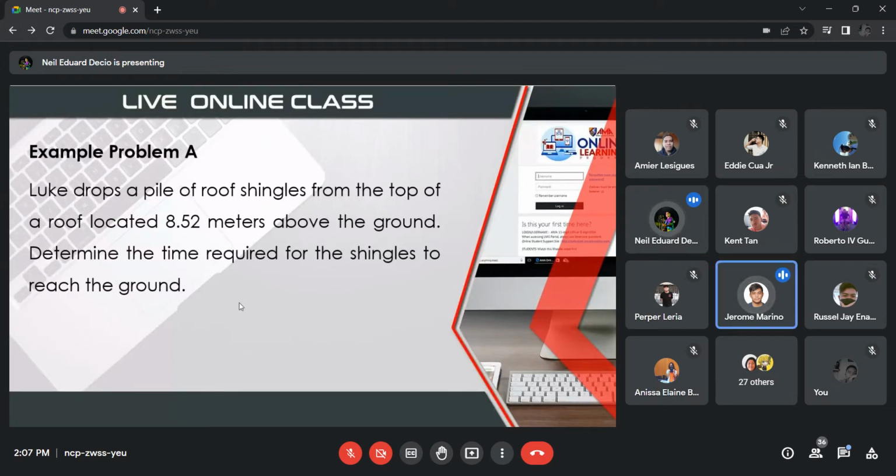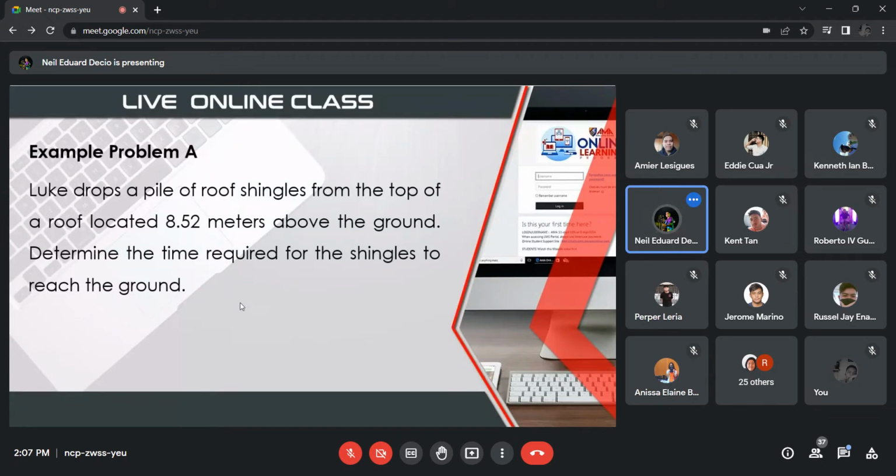Do you know what a roof shingle is? Roof shingles are, you've seen roofs that look like piles of tiles, but roof. One piece of that is what you call a roof shingle. According to the problem here, Luke drops a pile of roof shingles from the top of a roof located at 8.52 meters above the ground. Determine the time required for the shingles to reach the ground.